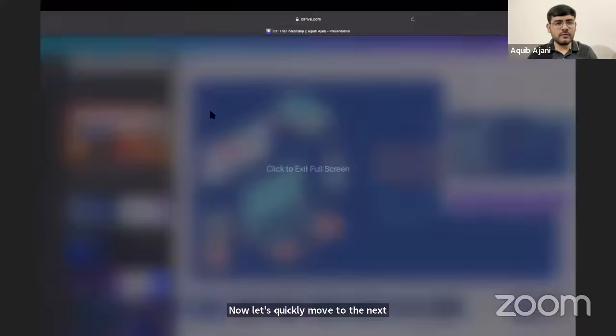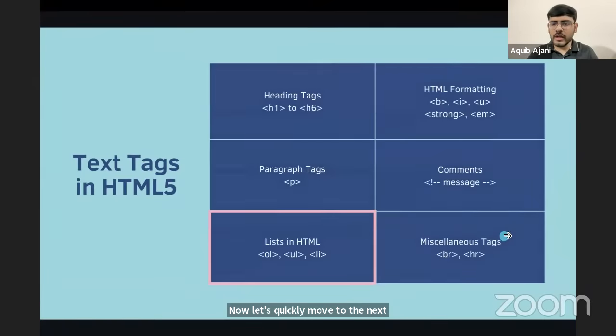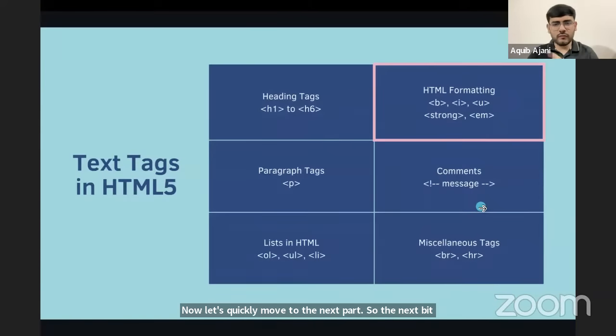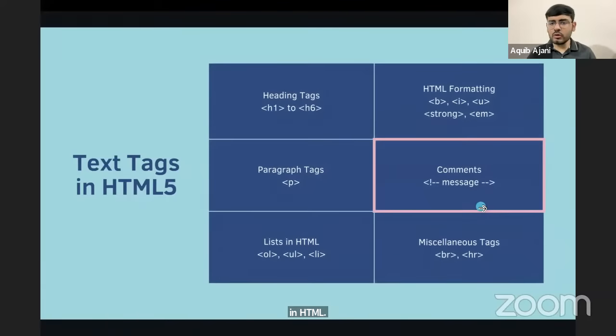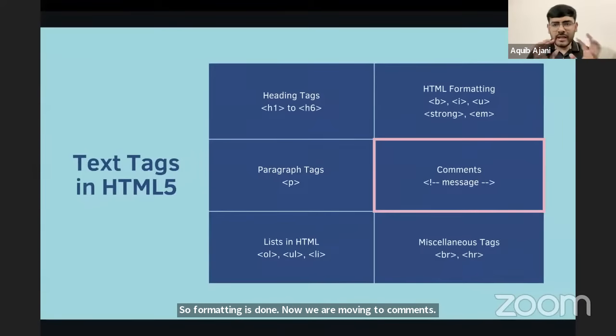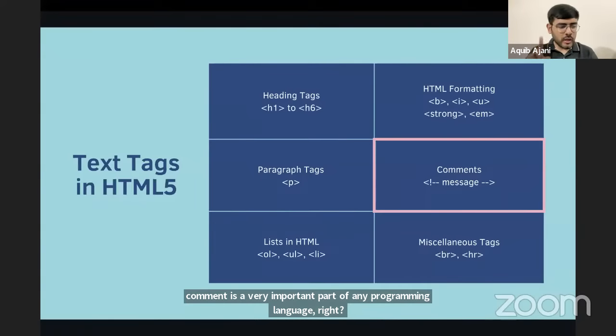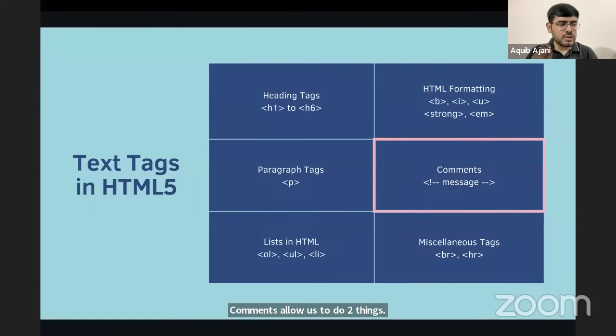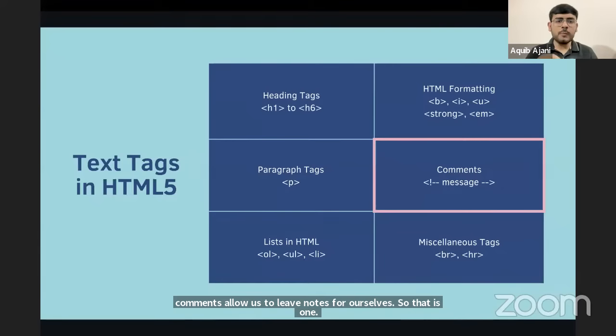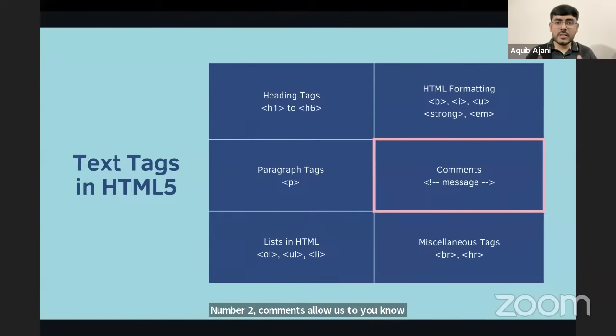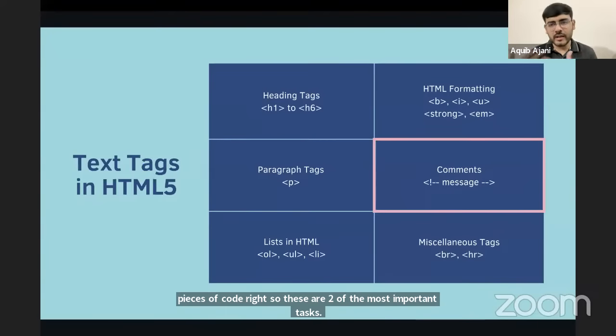So the next bit that we are focusing on in terms of content is comments in HTML. Right? So formatting is done. Now we are moving to comments. A comment is a very important part of any programming language. Right? Comments allow us to do two things. Number one, comments allow us to leave notes for ourselves. So that is one. Number two, comments allow us to test different pieces of code, right? So these are two of the most important tasks or things that comments let us do.